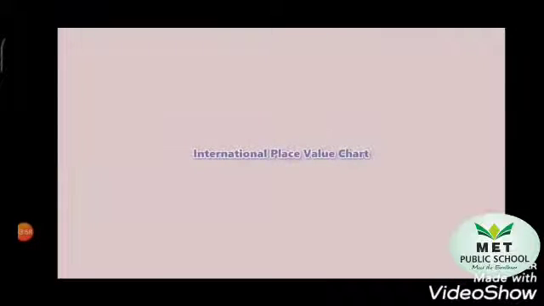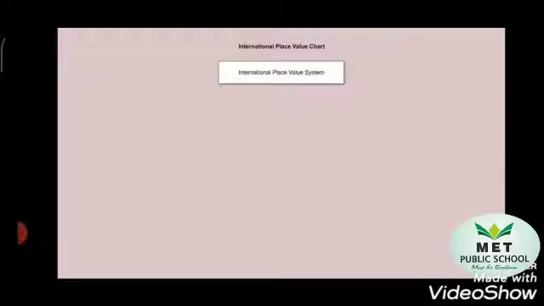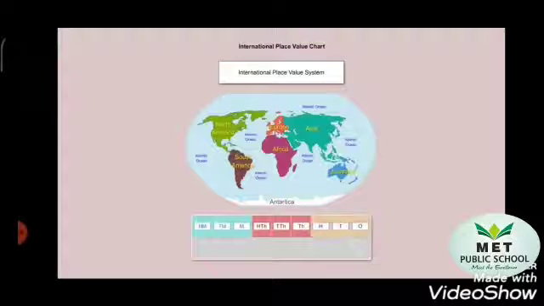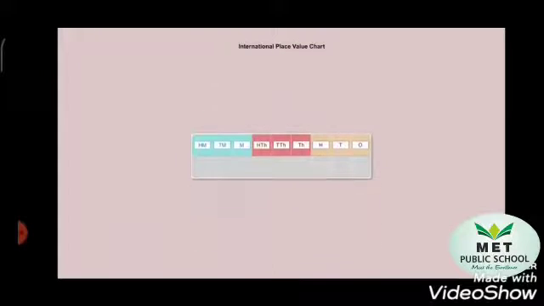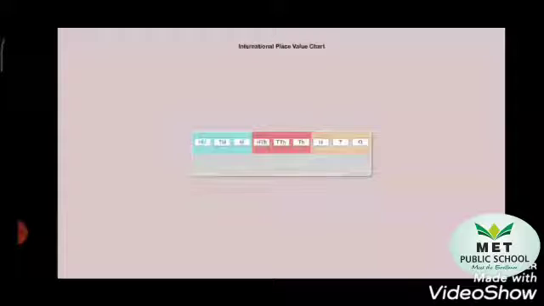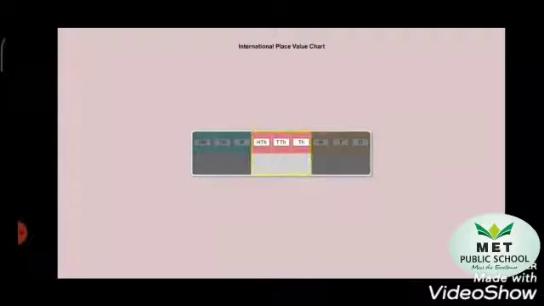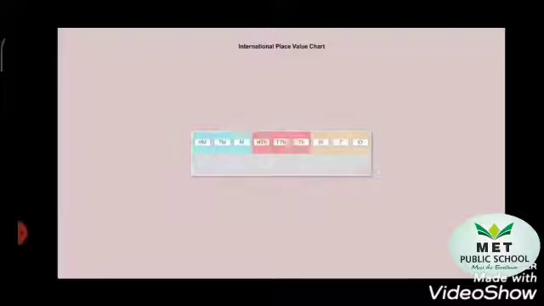Now let us see the International Place Value Chart. The place value system used worldwide is known as the International Place Value System. Every period in it has 3 places: ones period, thousands period and millions period. Sub-periods are ones, tens, hundreds, thousand, 10,000, 100,000, million, 10 million and 100 million.